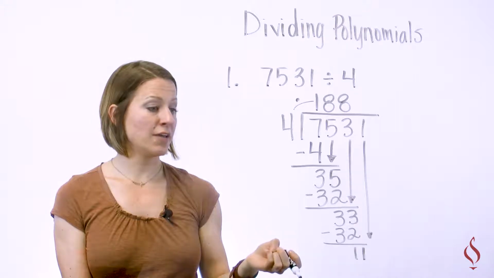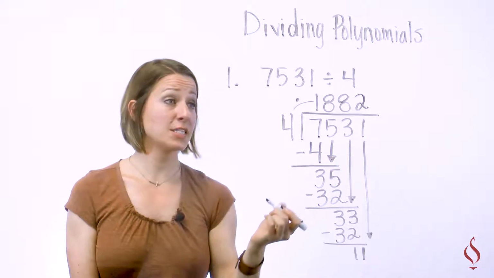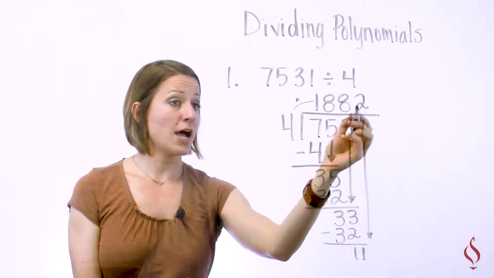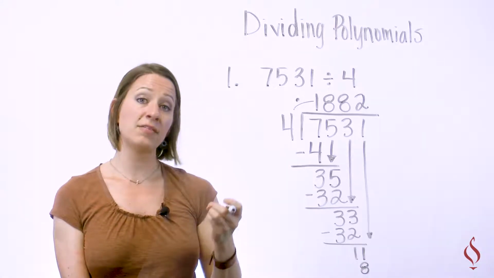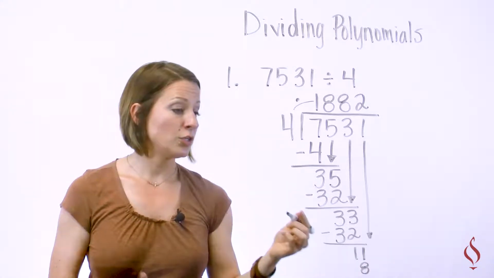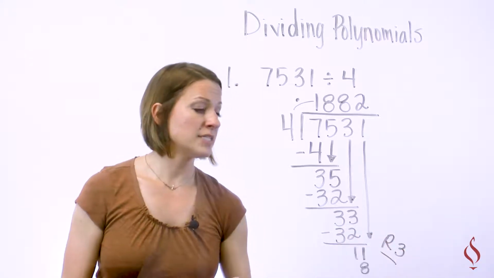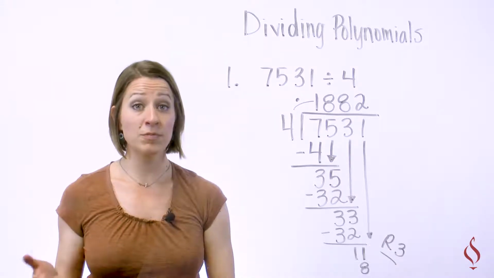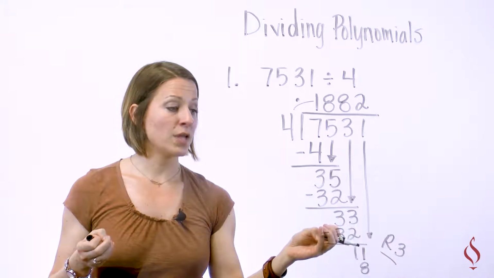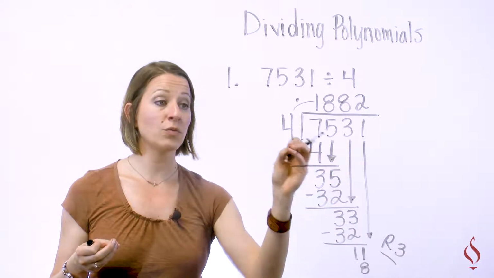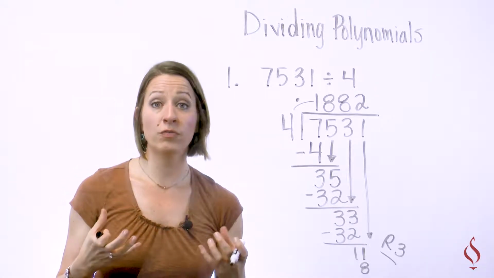4 goes into 11 2 times. And it looks like this problem is going to have a remainder. 2 times 4 is 8. And then when you subtract 11, take away 8, you have a remainder of 3. Okay? But instead of just saying R3, like maybe you've done in previous classes, we're going to take the remainder and we're going to put it in the numerator with the divisor as the denominator. So we're going to convert it into a fraction.